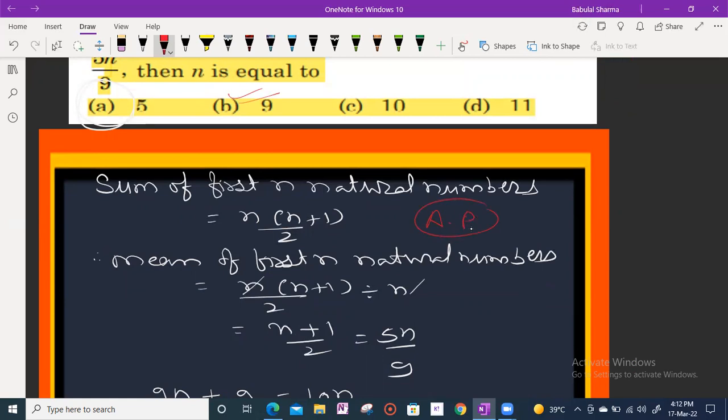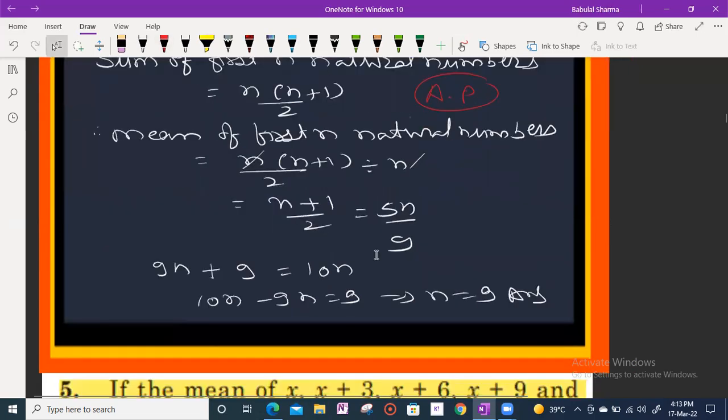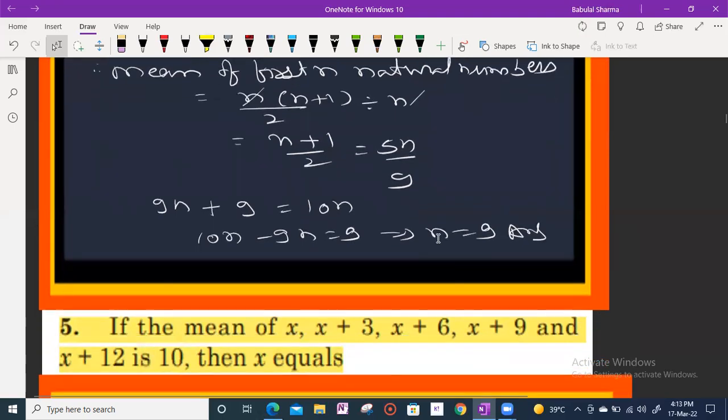We know that mean is the average, and we can say the mean of the given observations is given by the sum of all the observations divided by the number of observations. Here the number of observations is n. On putting the value and equating them, we get n is equal to 9. Answer. And now we come to the next question.